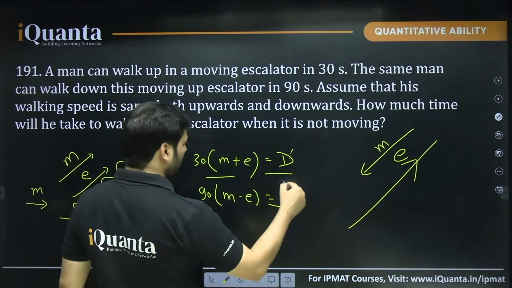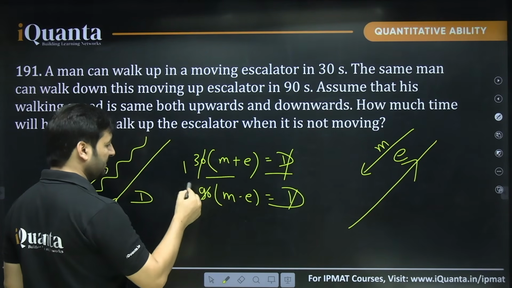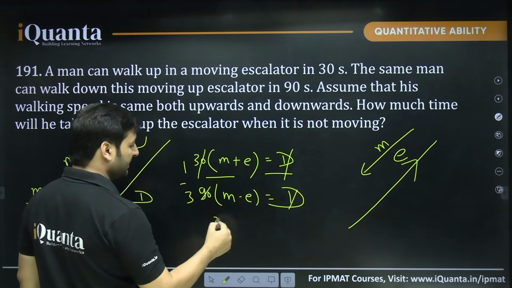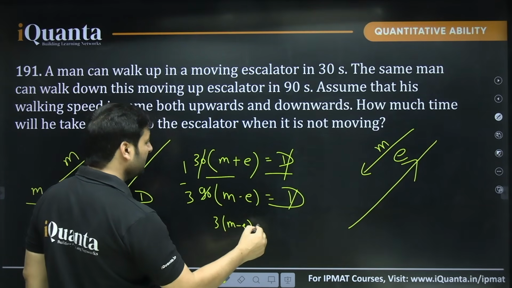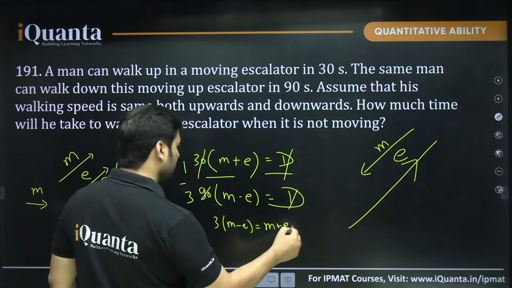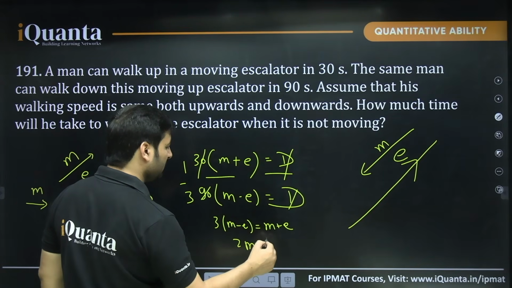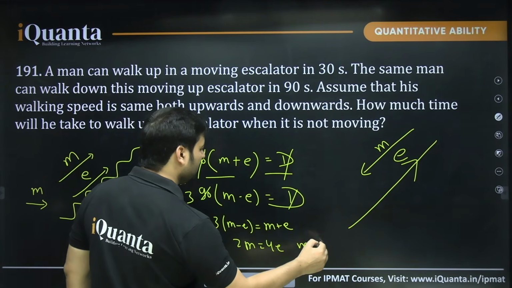Can you just divide both? This is cancelled, 30, this becomes 1 by 3. So 3 times (m minus e) will be equal to m plus e, 2m will be equal to 4e, m will be equal to 2e.